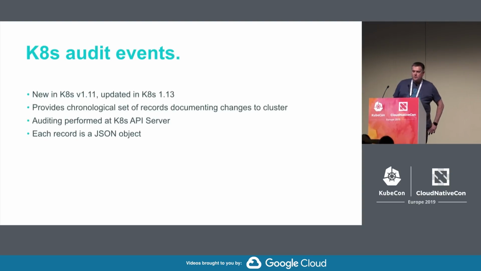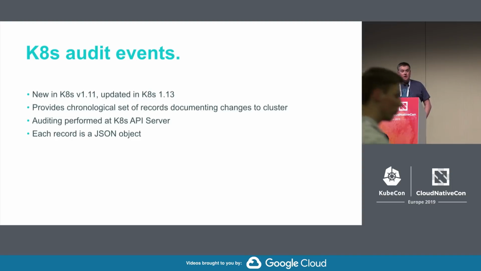All right, so to start off, let's talk a little bit about Kubernetes Audit Events and Audit Support. If you don't know anything about it, it was a new feature added in version 1.11, and then it was updated with more features in 1.13. What it does is provide a chronological set of records that document all the changes to your cluster. It does that by adding auditing at the Kubernetes API server. Because almost all the actions that you do when you're administering your cluster go through the API server, it's a natural place to add auditing to document all the changes and see what's going on.